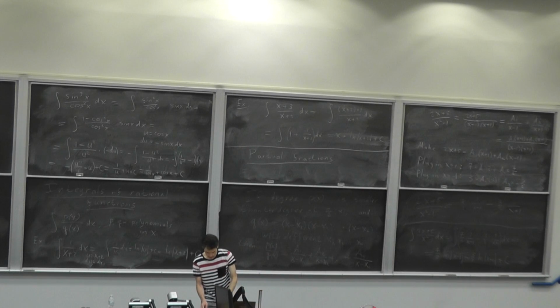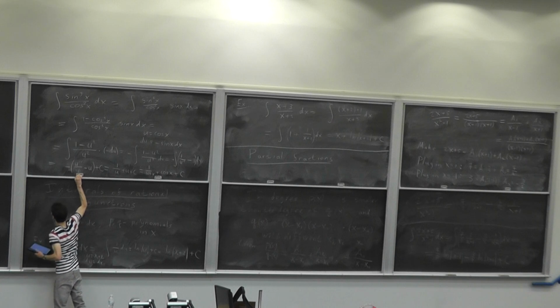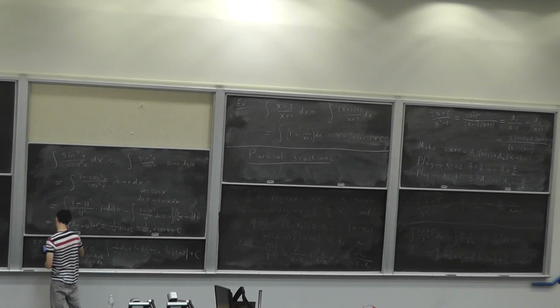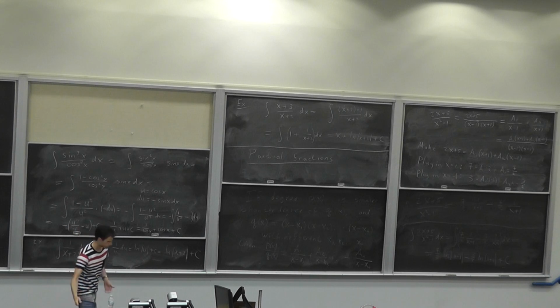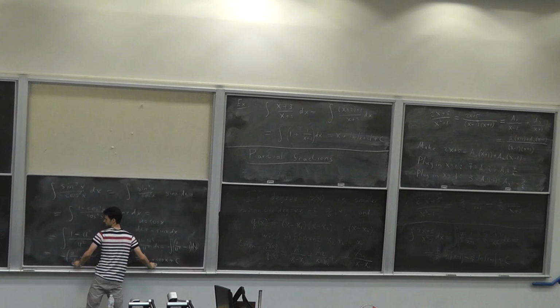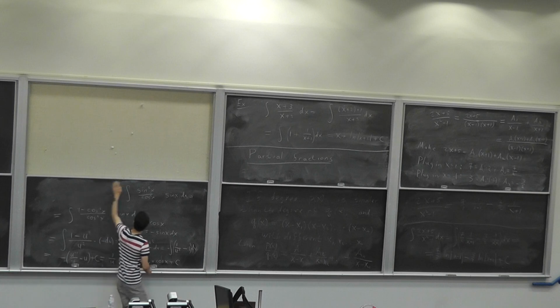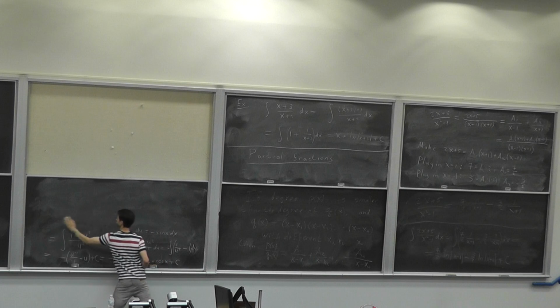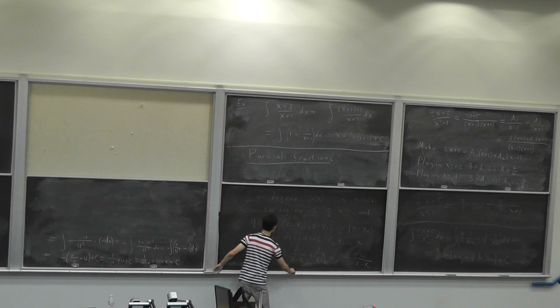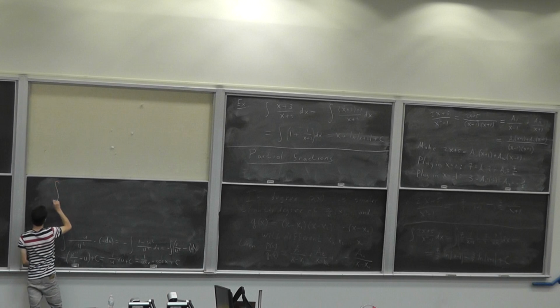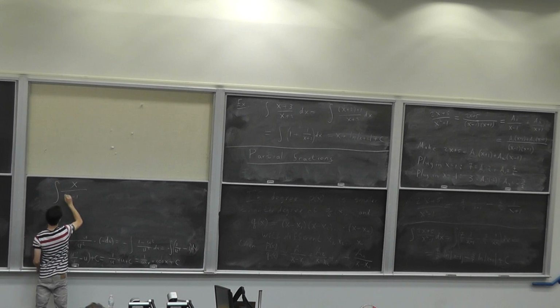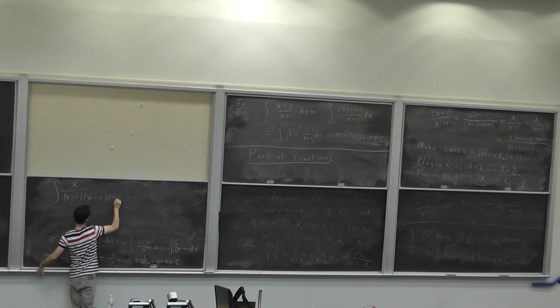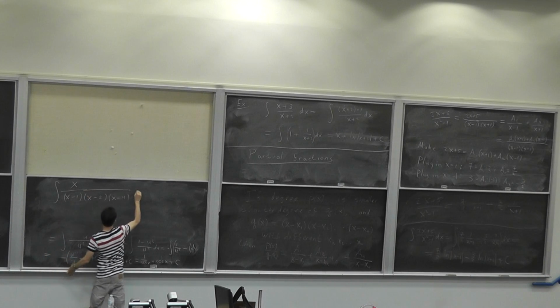Okay, so let's look at a little bit more complicated example. Something we read. So let's try to find the integral of x over x minus 1, x minus 2, x minus 4, dx.